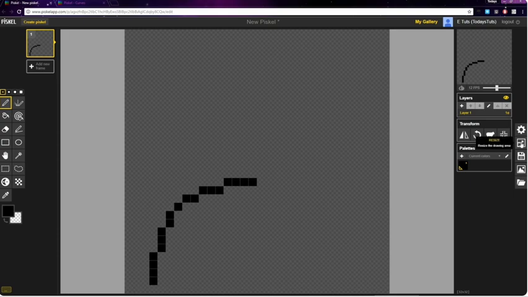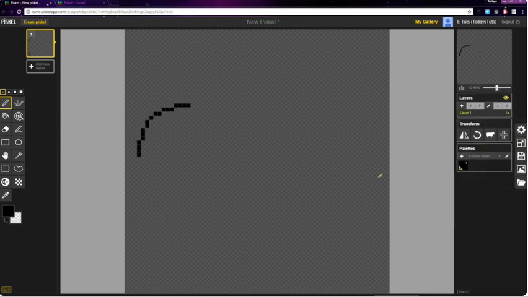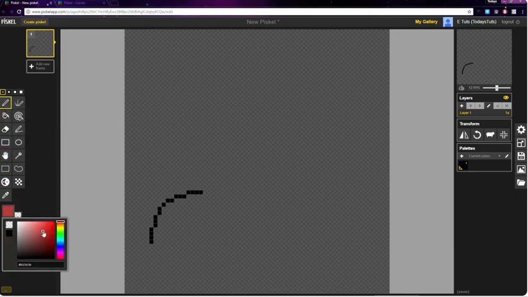I'll make the canvas bigger. I'll set it to 64 by 64. And I'll switch to another color for the next part of the curve. I'll continue this line by another 4 pixels. But for the next segment, let's place another 4 pixels, then another 4 pixels.